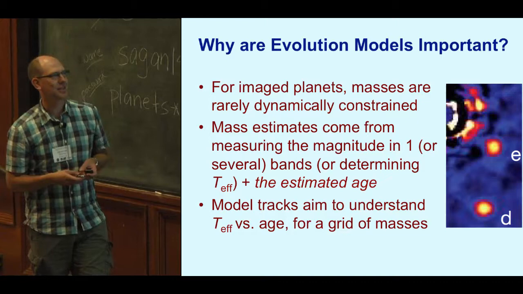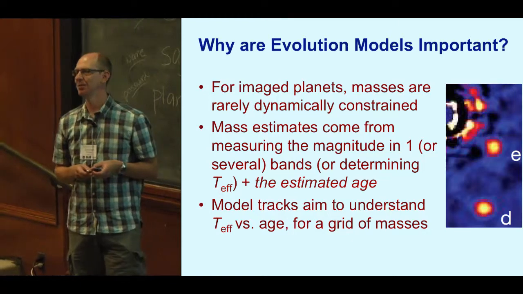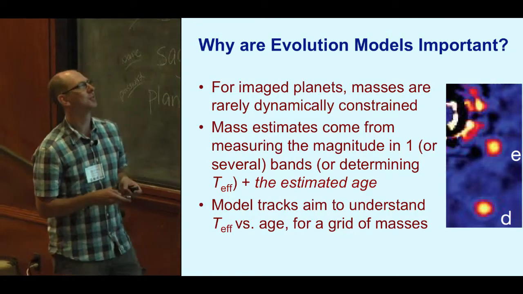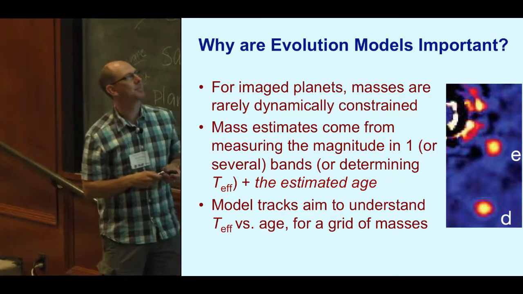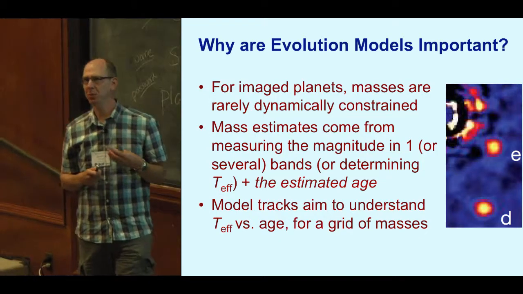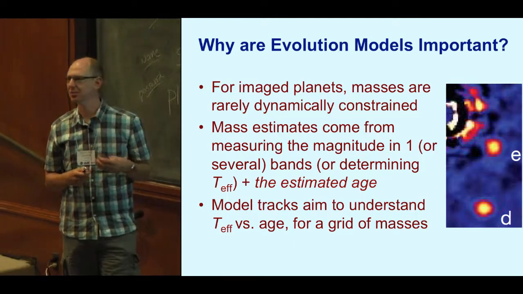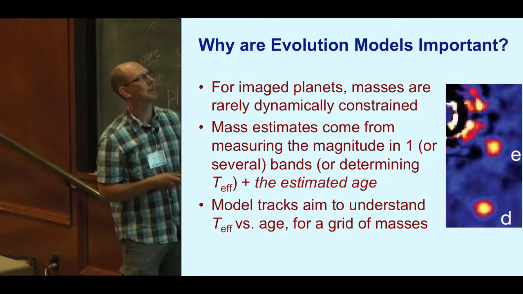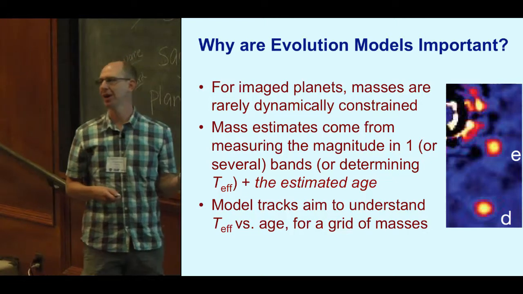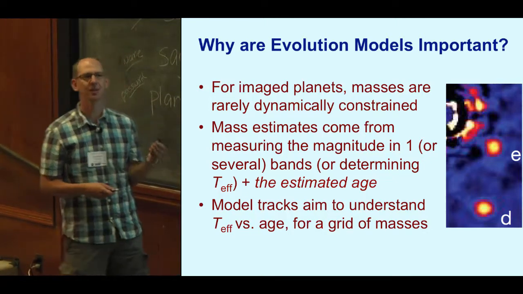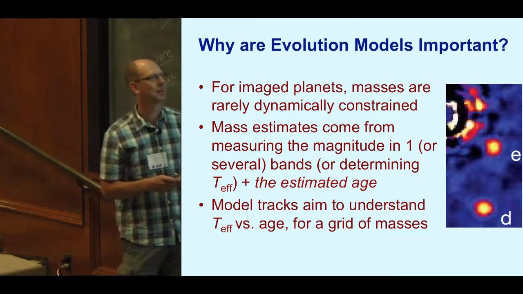So we're here for a direct imaging meeting, and so evolutionary models are particularly important when you're trying to characterize giant planets. For imaged planets, as a lot of you know, masses are pretty rarely dynamically determined. Sometimes they are. So often a mass comes directly from some sort of evolution model. So your mass estimate will come from measuring the magnitude of your object in one band or in several bands, or if you have a spectrum, trying to determine the effective temperature of the object. And combining that with an estimated age, we'll talk about why it's hard to understand ages coming up next.